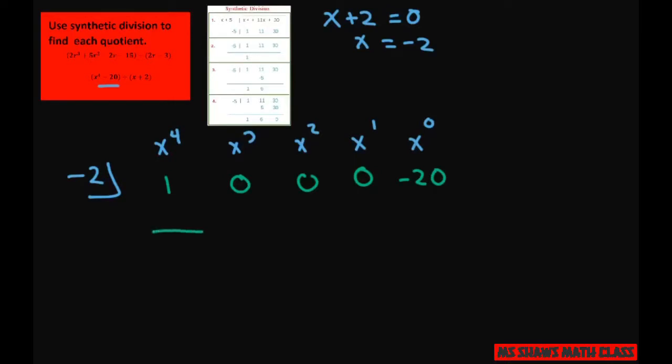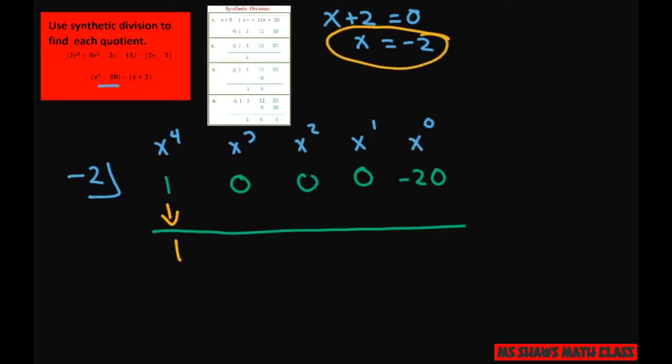And then draw a little line here. And then we're going to multiply. Oh, next step, always bring down the 1. So basically, there are 2 steps. Find what you're dividing by and always bring down your first term, your first coefficient. -2 times 1 is -2. Add those two. -2 times -2 is 4.